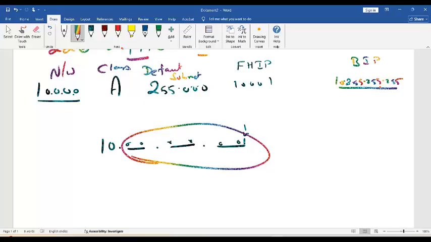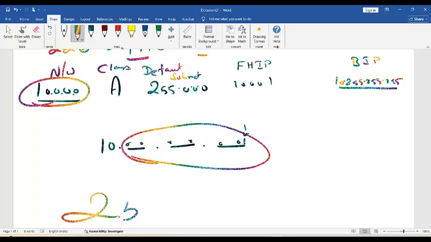This address will take the message to everyone in this 10 network. If you have a message to forward to everyone in that 10 network, every computer, every server that begins with 10, send it to this address. It will go to everyone in that 10 network. So we call that the broadcast IP of the 10 network.